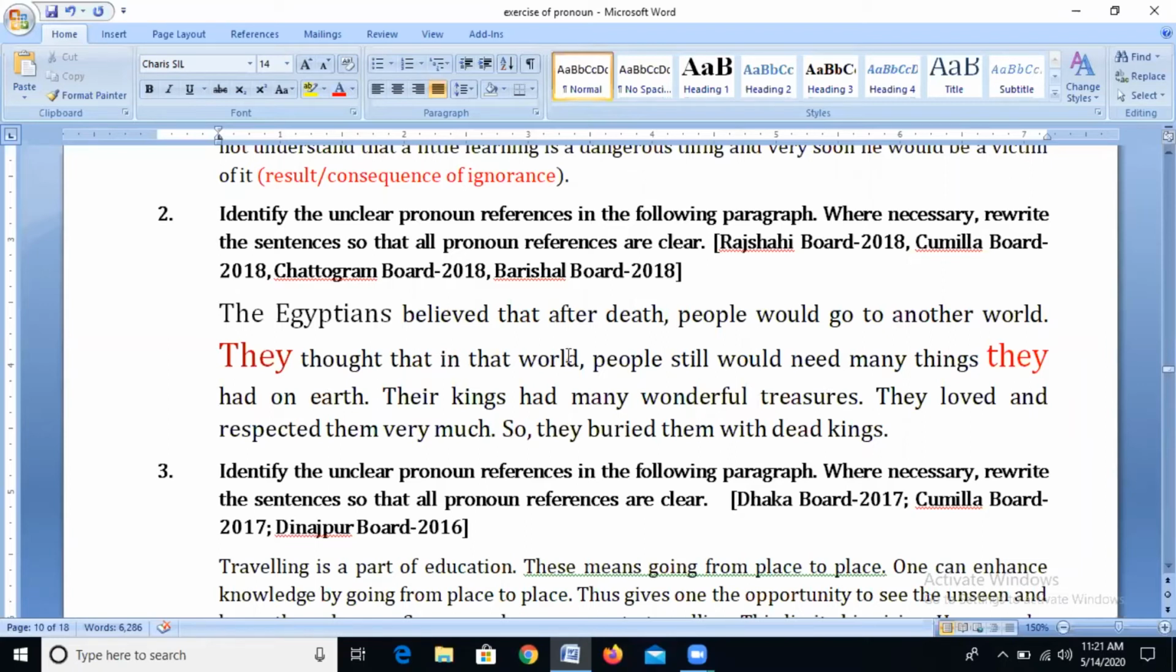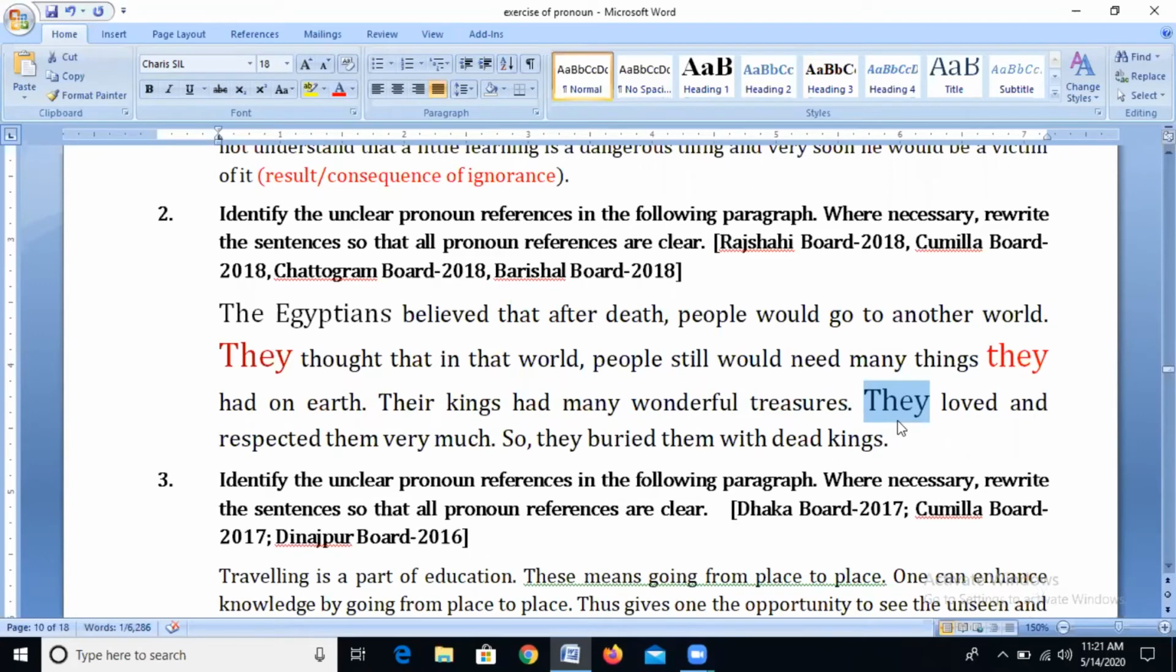They thought that in that world, people still would need many things they had on earth. Their kings had many wonderful treasures. Their kings, that is the people's kings, had many wonderful treasures. They loved and respected them. Whom does this pronoun refer to? They refers to the kings or the people. So this very pronoun creates confusion. We are confused about the identity of the noun behind this pronoun. Does this pronoun refer to the people or the kings?